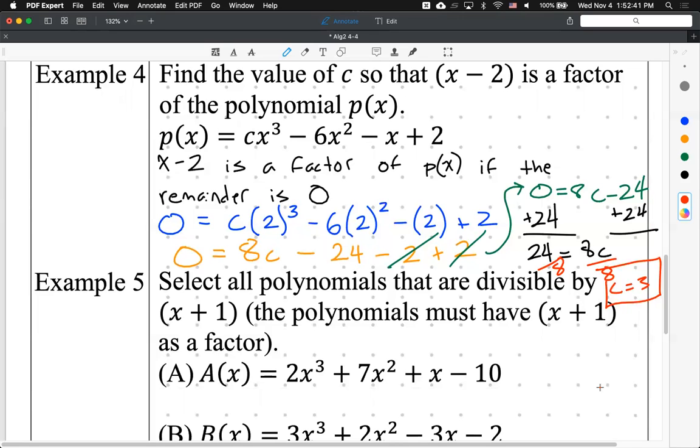Question, Charles? Is there a way to do this with synthetic division? That's a great question. I don't know. Let's try it. If I had synthetic division, I would have the coefficient, I would have 2 in the top left. I'd have C, -6, -1, and 2. I'd bring the C straight down. I get a C. C times 2 is 2C. 2C minus 6.